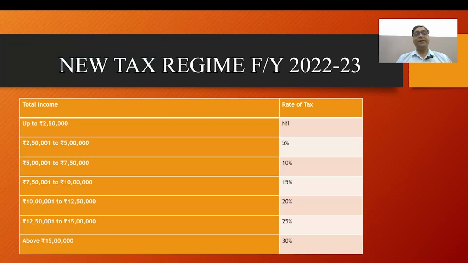Now, once you reach the total income, what are the tax slabs? These are the tax slabs implemented in 2022-23. Up to 2,50,000 is nil, 2,50,001 to 5 lakh is 5%, 5 lakh 1 to 7 lakh 50,000 is 10%, 7 lakh 50,001 to 10 lakh is 15%, 10 lakh 1 to 12 lakh 50,000 is 20%, 12 lakh 50,001 to 15 lakh rupees is 25%, and above 15 lakh rupees is 30%.